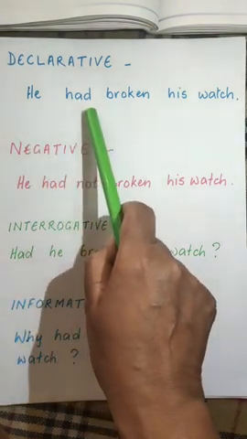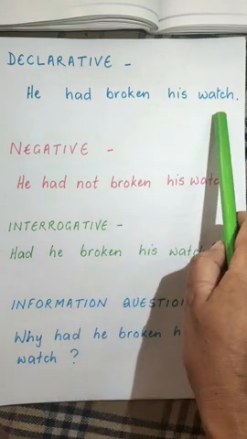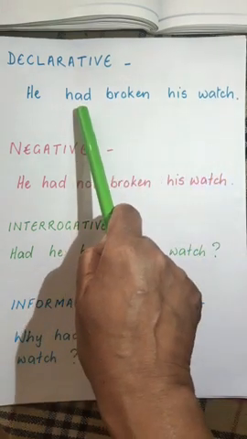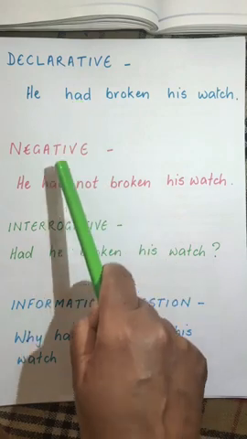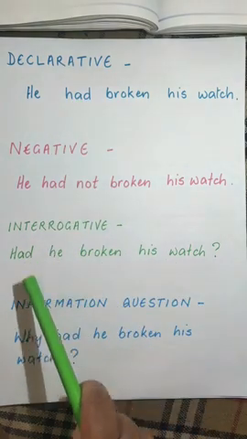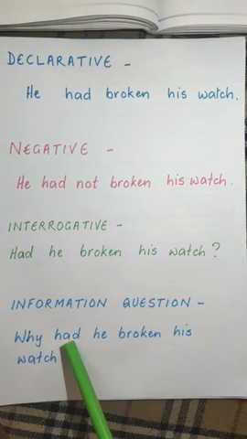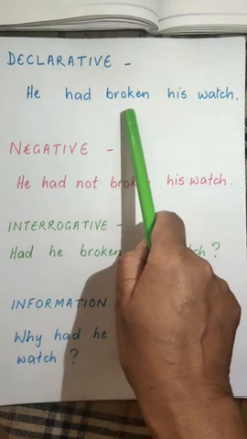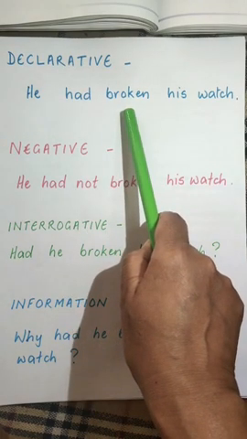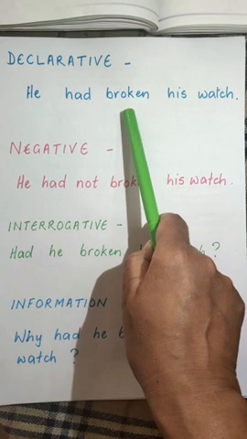Declarative, he had broken his watch. Had is the auxiliary verb, and this sentence is in the past perfect. And then broken, the third form. He had broken his watch. This is the declarative form.